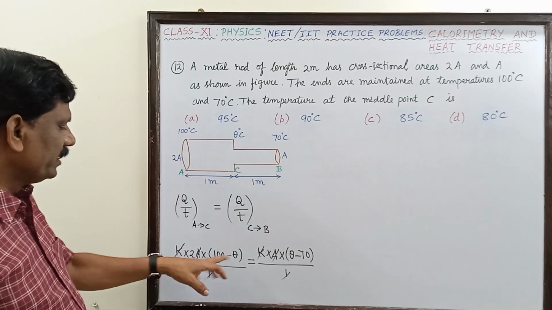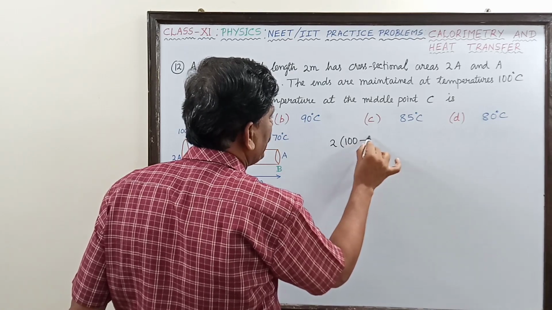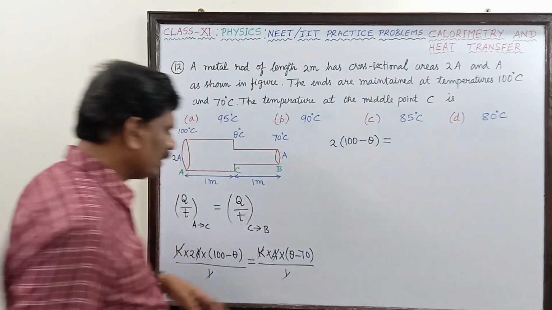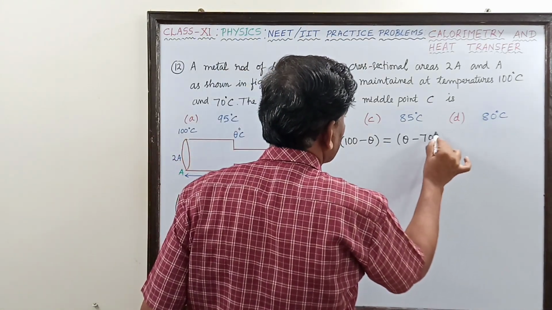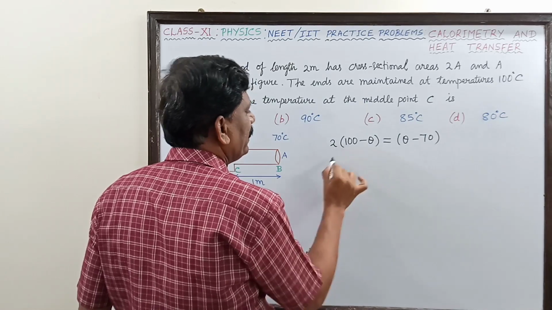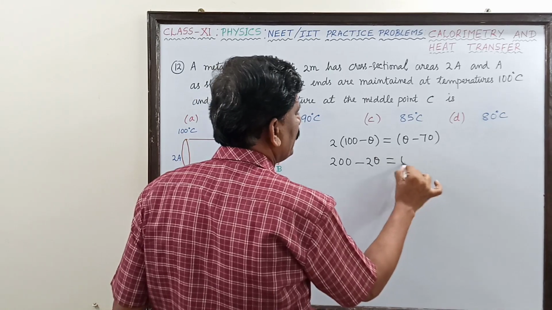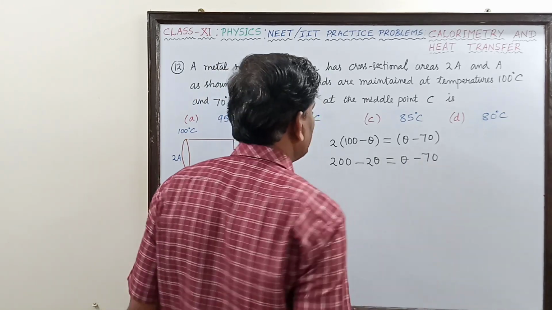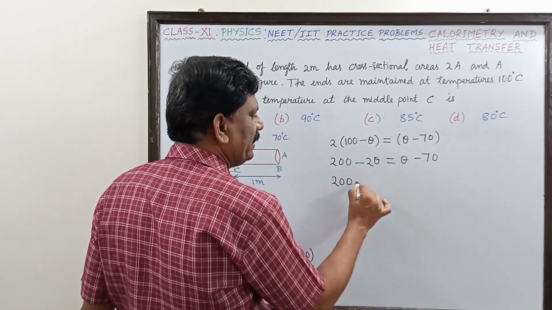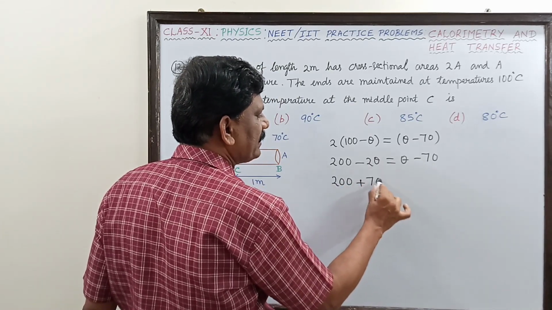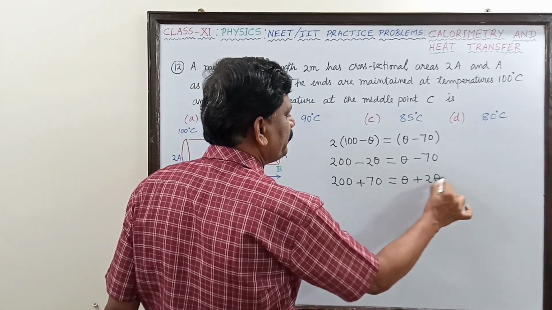So the left hand side is 2 into 100 minus theta. So 2 into 100 minus theta must be equal to theta minus 70. So open the bracket, 2 into 100, 200 minus 2 theta must be equal to theta minus 70. Now this 200 I will retain, minus 70 I will bring to the left, it will become plus 70. This is equal to theta plus 2 theta.